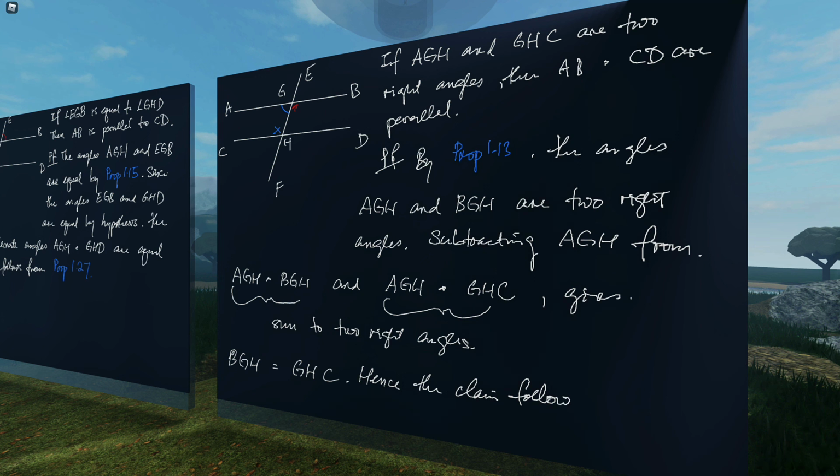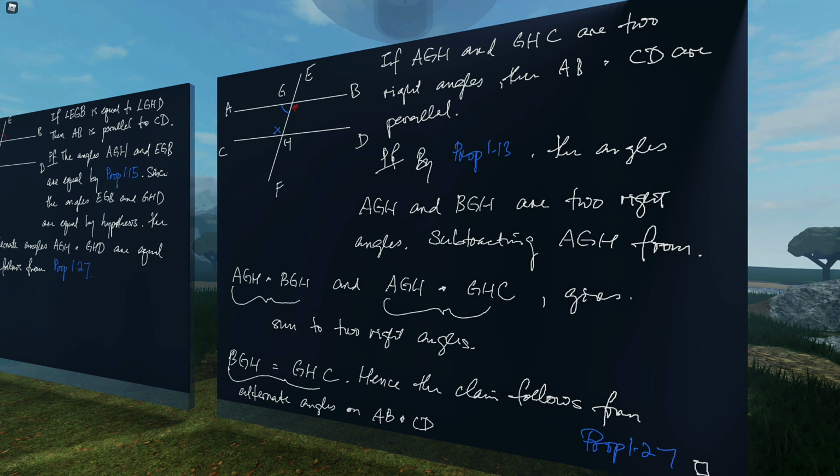So hence the claim follows again from proposition 27. Right, so I guess the thing that I didn't explicitly say was that these angles are alternate angles on AB and CD, right? So you've got two alternate angles, they're equal, so proposition 27 says that they must be parallel. Cool, I think that's it.